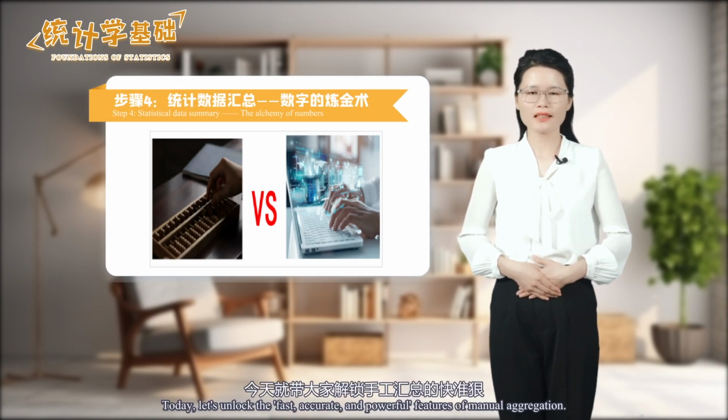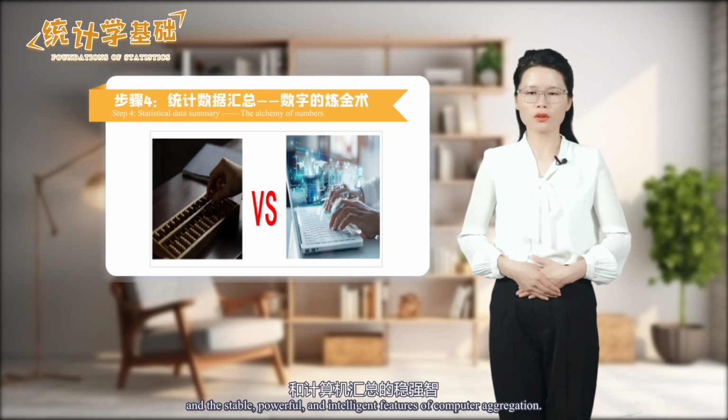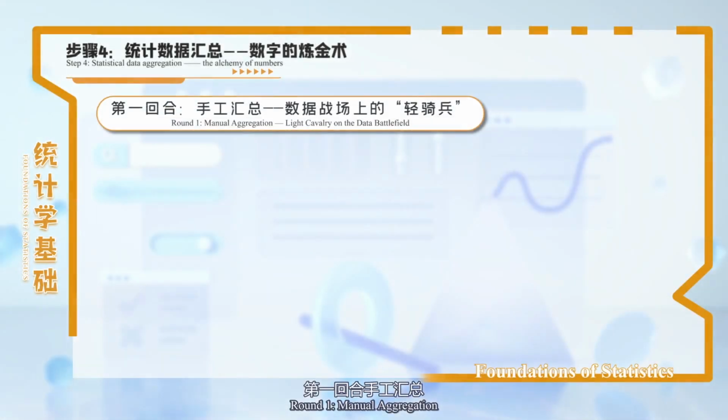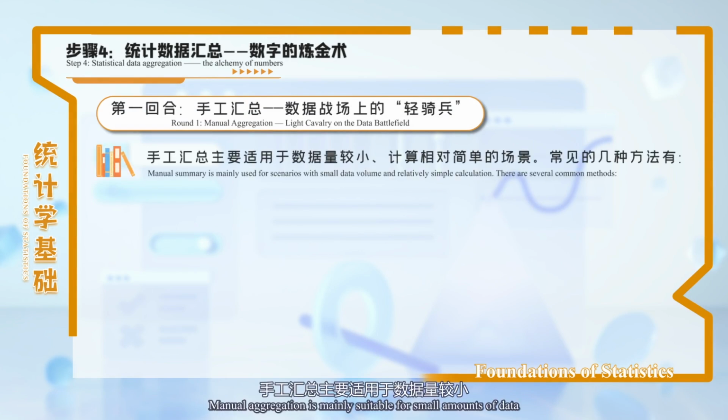Today, let's unlock the fast, accurate, and powerful features of manual aggregation, and the stable, powerful, and intelligent features of computer aggregation. Let's see who is the king of the data battlefield. Round 1: manual summary. Like cavalry on the data battlefield, manual aggregation is mainly suitable for small amounts of data and relatively simple computation scenarios.